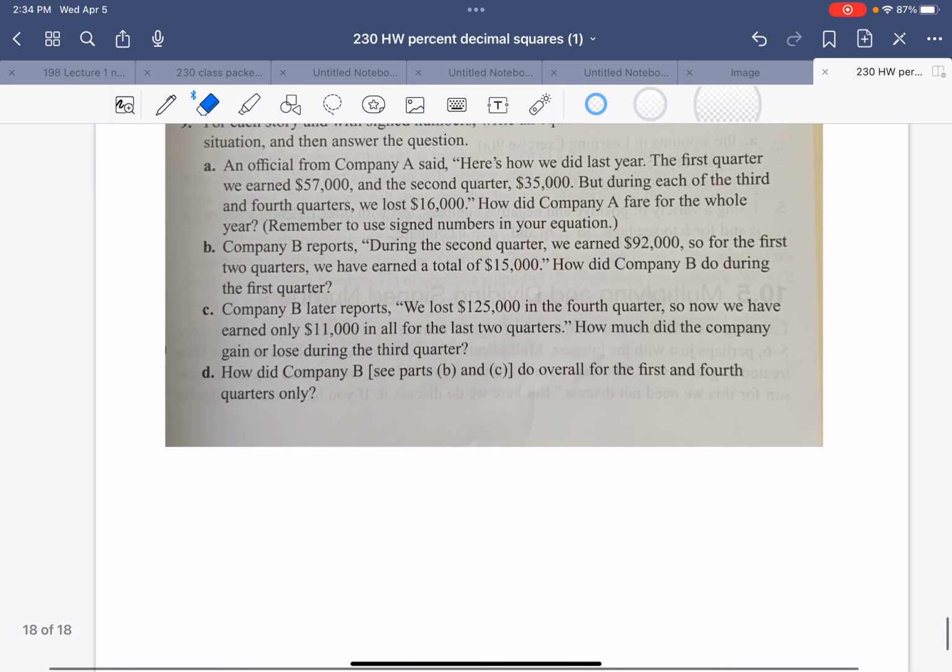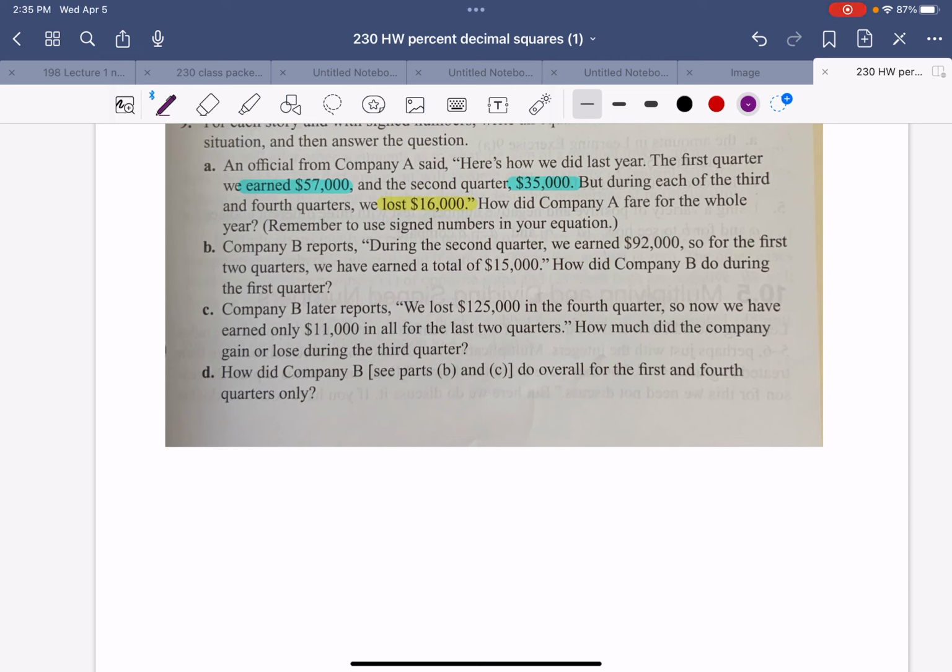So when I read A, it says an official from company A said, here's how we did last year. The first quarter, we earned $57,000. The second quarter, $35,000. So that's implying earned as well, okay, with the comma. But during each of the third and fourth quarters, we lost. So lost meaning negative, right? 16,000. So how did company A fare for the whole year? Remember to use signed numbers in your equation.